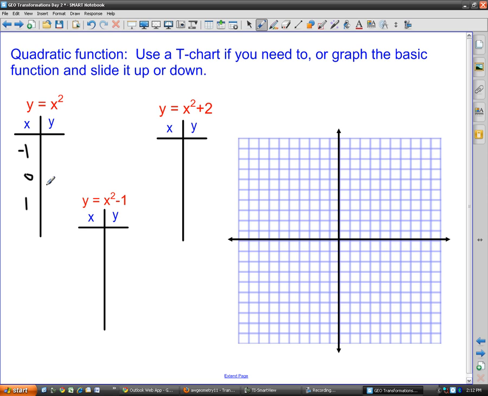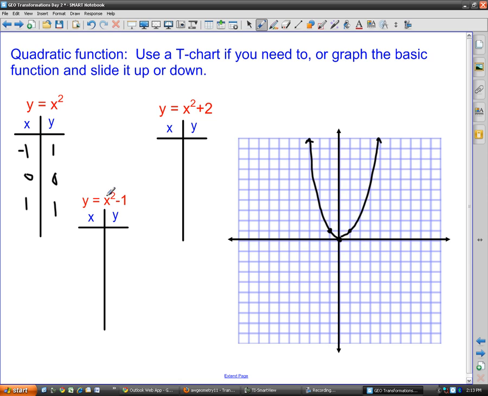So if I go ahead and plot these points, I'm going to put -1 in. -1 times -1 is +1. 0 times 0 is 0. And 1 times 1 is 1. So I know right now I have a point at 0, 0, +1, +1, and -1, +1. So I'll get my U-shaped graph looking something like that. So now what I've learned from before is since these numbers are outside the function, this graph should move up or down, depending on what the sign of the number is.